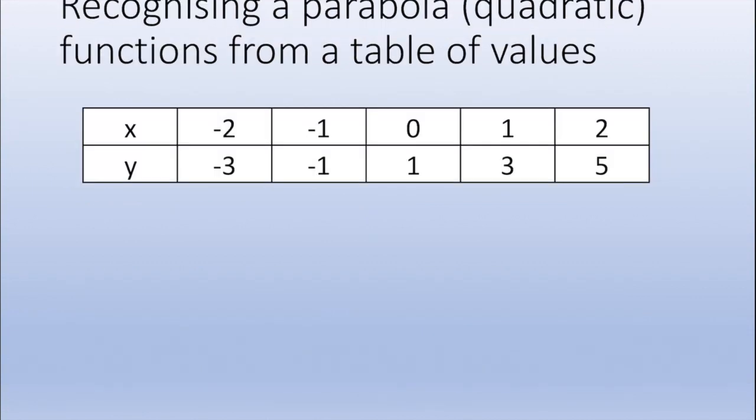Now, let's see if we could recognize a parabola or quadratic function from a table of values. You are given a table like this. How do you tell whether it's a parabola, or it could be a cubic function, or it could be a linear function? First, let's have a look at the difference in y when we change x. You can see that with x going up by 1 unit, y actually goes up by 2 units.